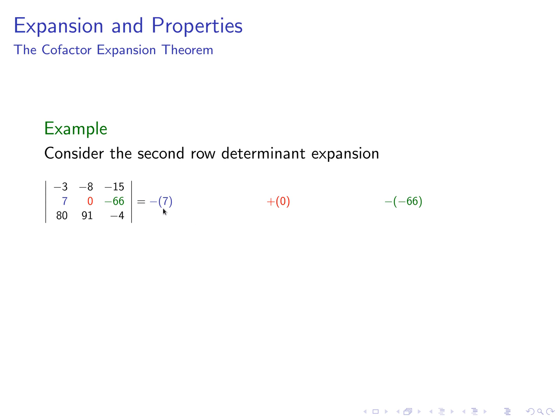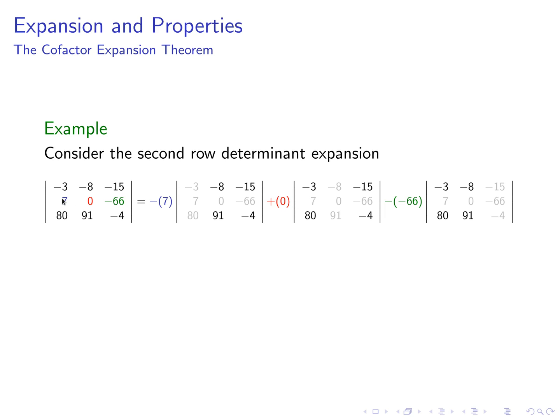Those are the scalars that we're using, but once we pluck out these scalars, we want to multiply each one by the appropriate minor. For the first term, remember our 7 is in the 2,1 position, so we should delete the second row and first column and take a determinant of whatever's left over. Our 0 is in the second row, second column, so we multiply it by the determinant obtained by deleting the second row and second column of our original matrix. For the last term, we are subtracting negative 66, and then we multiply by the determinant obtained by deleting the second row, third column of our matrix.